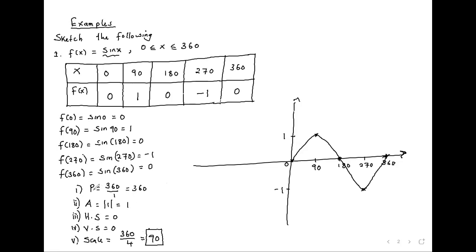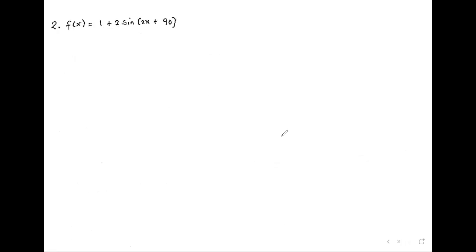So we'll just get a period so that we can use it to get the scale. Okay, so the period is 360 over B. What is B? B is the coefficient of X, which is 2. So the period is 180.